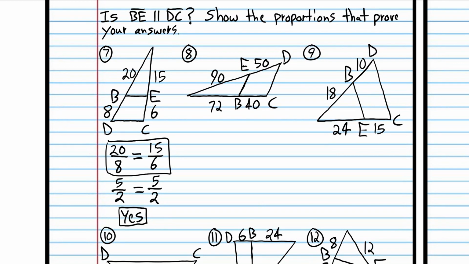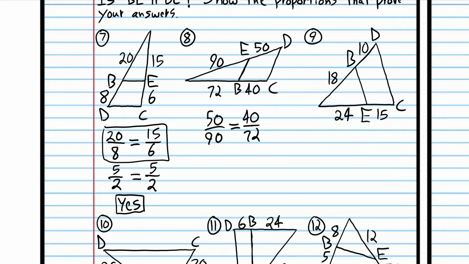So for number 8, 50 over 90 is equal to 40 over 72. Let's see if that proportion is true. Divide both sides by 10 here, and we get 5 over 9. We're just simplifying to see if the proportion is true. Divide both sides by 8, and we get 5 over 9. So it looks like it is true. Or excuse me, these lines or these segments are parallel.